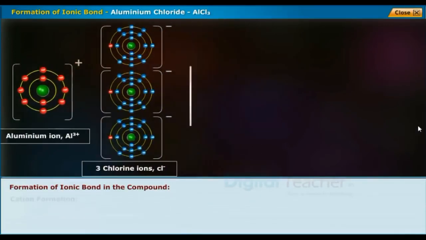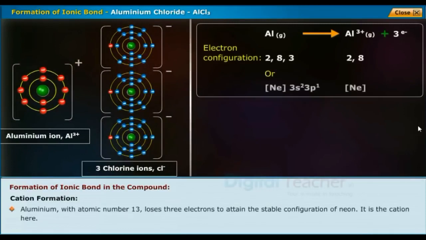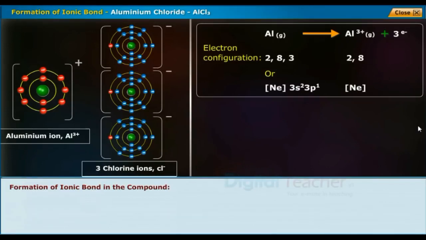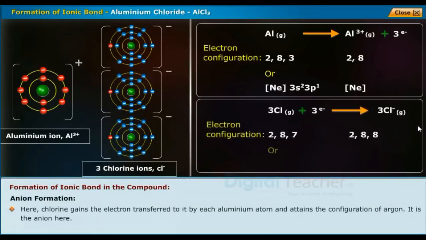Cation formation. Aluminium with atomic number 13 loses 3 electrons to attain the stable configuration of neon. It is the cation here. Anion formation. Here, chlorine gains the electron transferred to it by each aluminum atom and attains the configuration of argon. It is the anion here.